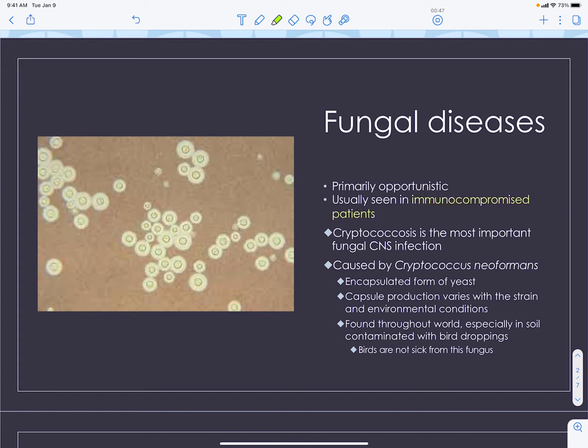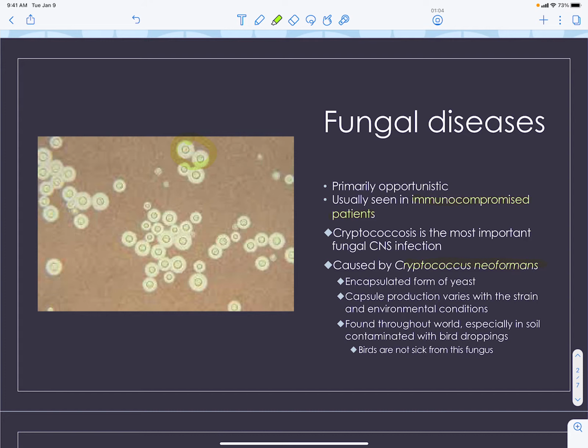Cryptococcus is the most important fungal CNS infection, and this is going to be caused by Cryptococcus neoformans. This is going to be an encapsulated yeast, and you can see these capsules, these little bubbles or halos surrounding the actual yeast, which is in the center.